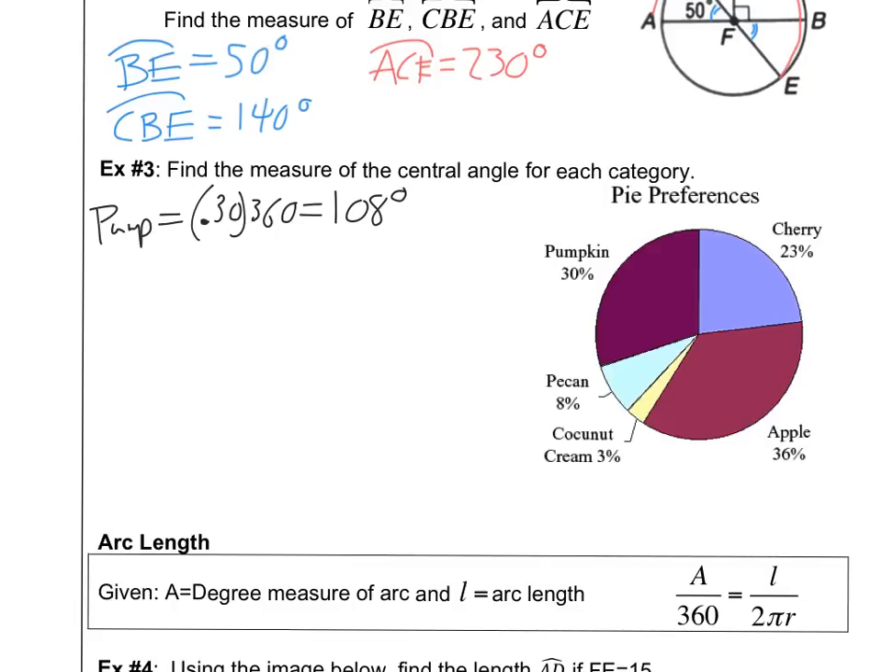Let's just go around clockwise. So the next one would be cherry. Well, cherry is 23%, so 0.23 of 360. What's that? I get 82.8.